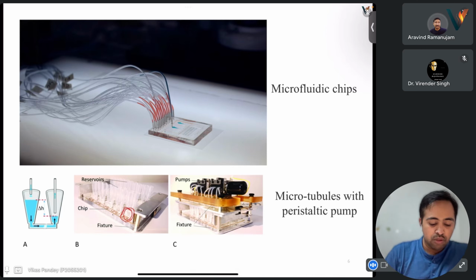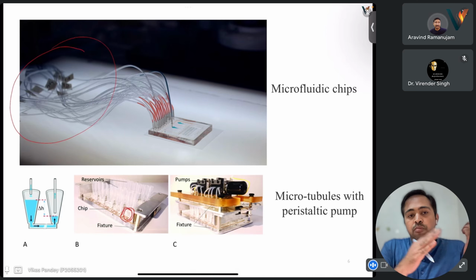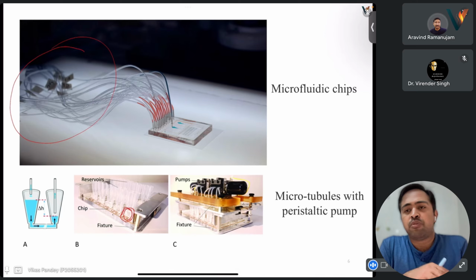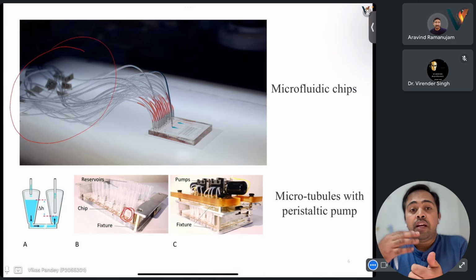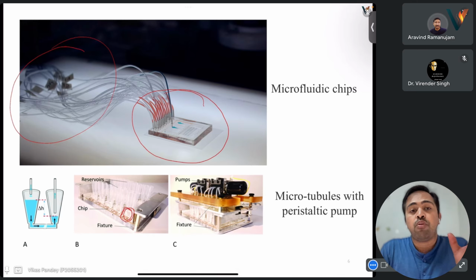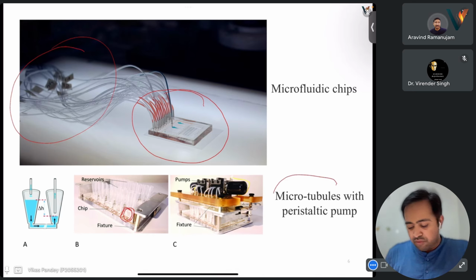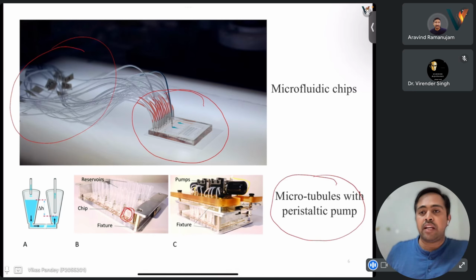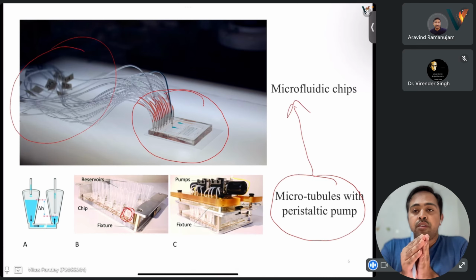And we can control them using some control unit, like how much blood, how much serum, which type of fluid has to go. And in this way, we can mimic the system more accurately using a microfluidic chip. These are, you can say, some older techniques. And in fact, microfluidic chip is an advancement of this only.